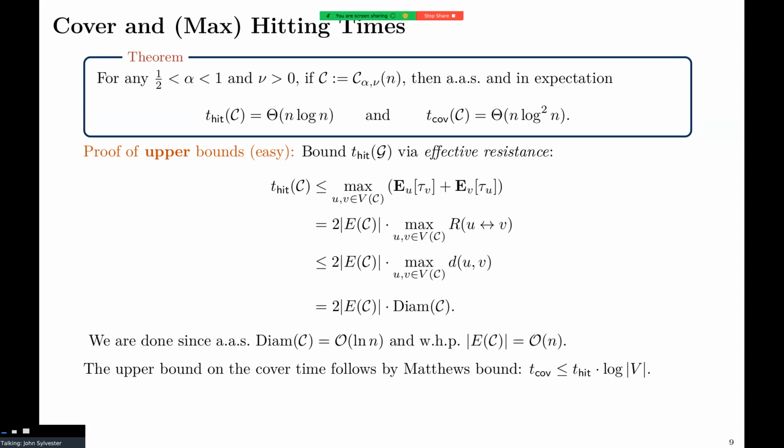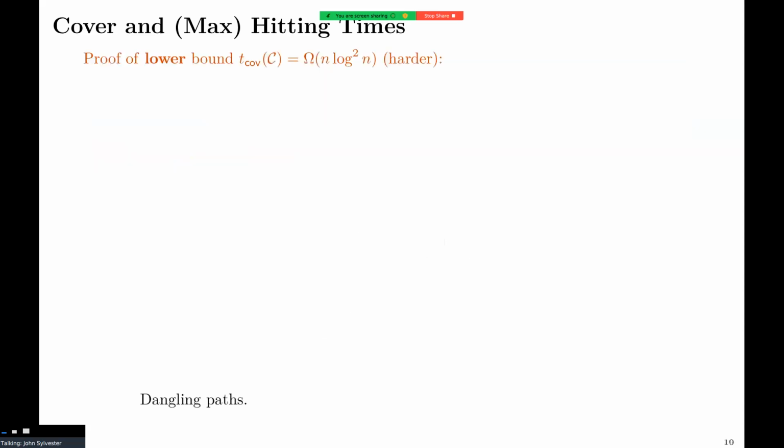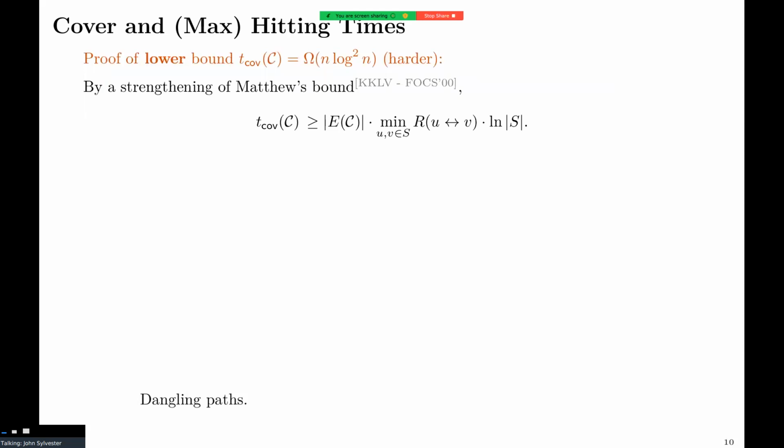Okay, what about the lower bounds? These are a little bit trickier. We'll look at the lower bound for cover time. By a strengthening of Matthews' bound, if you have any set S in a connected graph, then the cover time is at least the number of edges of the whole graph times the minimum resistance between any pair of vertices in S times the log of the size of S.